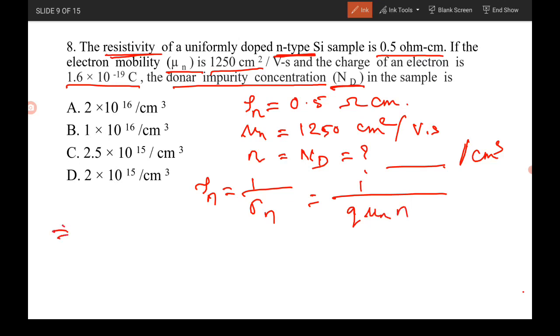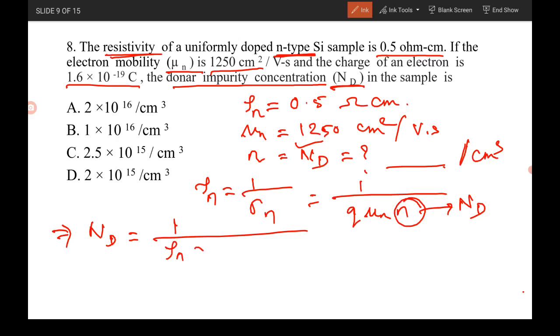So we can substitute rho n now. Here we have to find n, which is equal to Nd. So we can substitute Nd in place of n. So we can simplify the equation and find Nd, which is equal to 1 by rho n q times mu n. So here just substitute the given values.